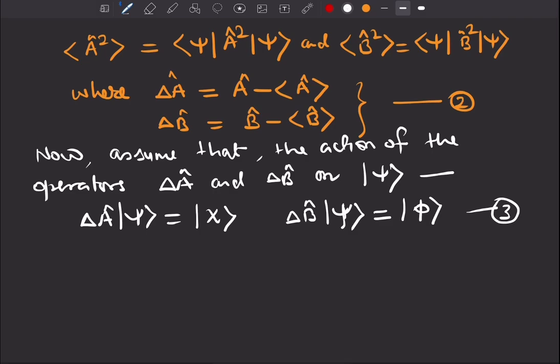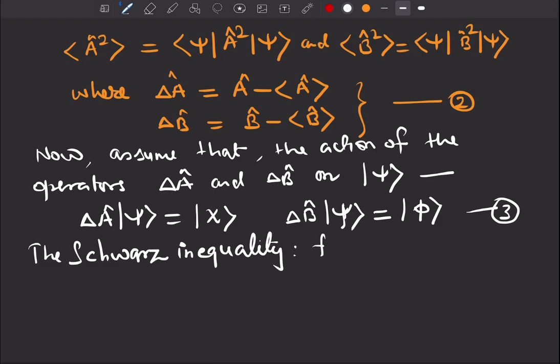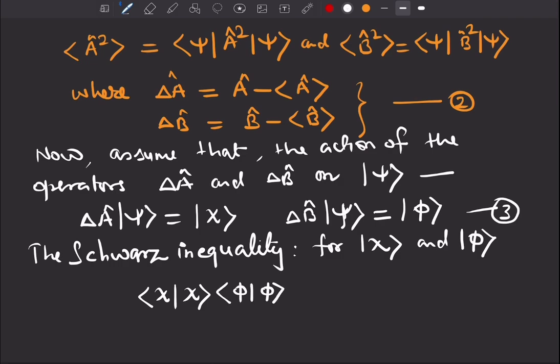Now we will write the Schwarz inequality for the states. The Schwarz inequality for ket chi and ket phi is given by, greater than or equal to modulus square, so this is equation number 4.